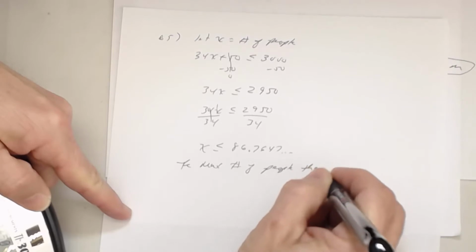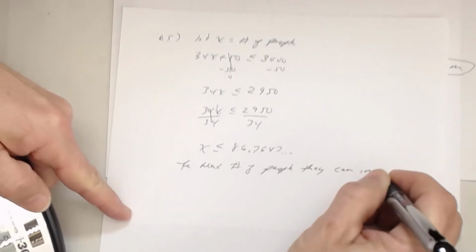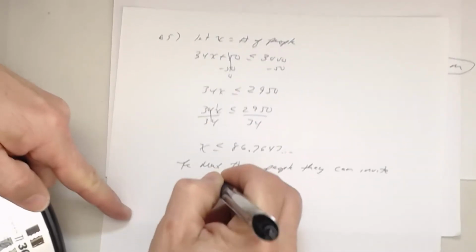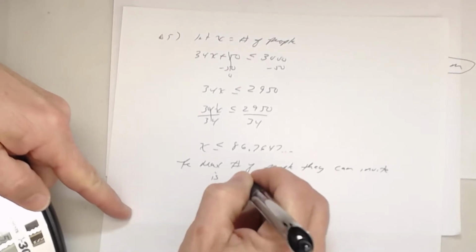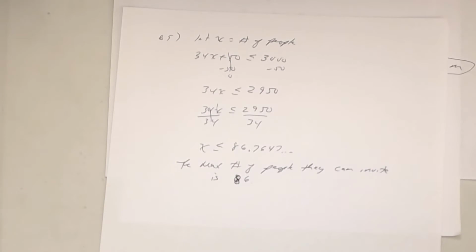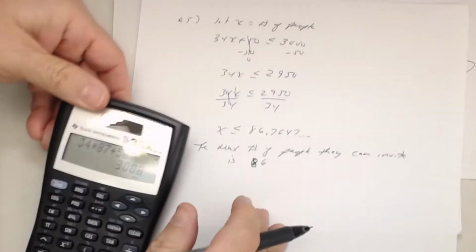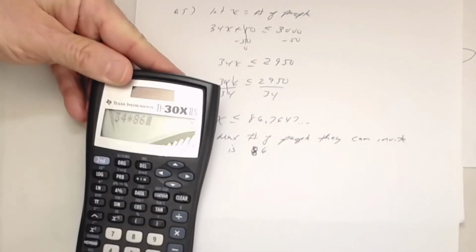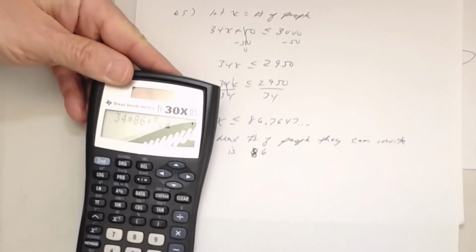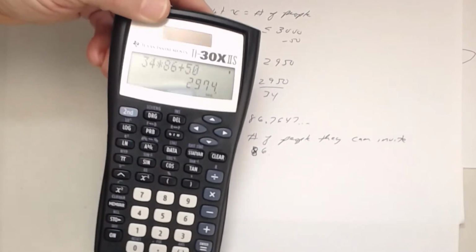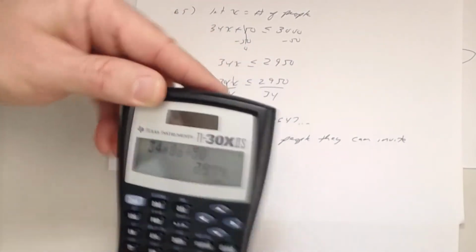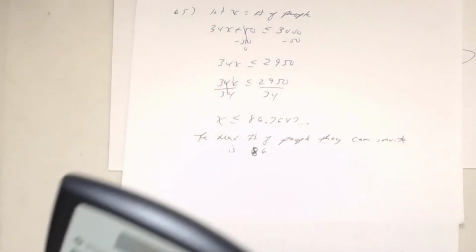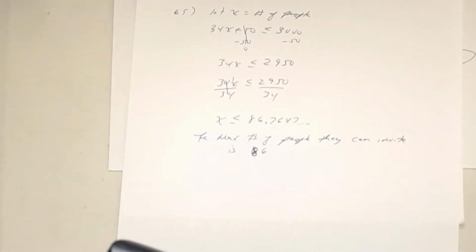So the maximum number of people they can invite is 86. And you can check 86. Let's see what the cost would be. 34 times 86 plus 50. You get 2,974. Is that within the budget? Yep. So the maximum number of people they can invite is 86. So they can invite 86 or less. But the maximum number is 86.